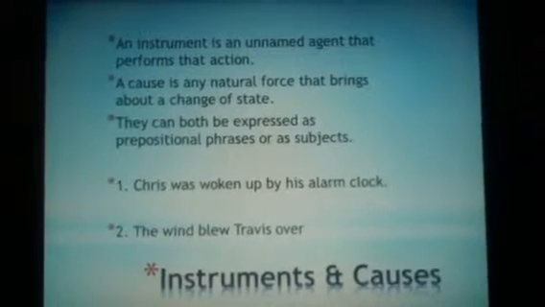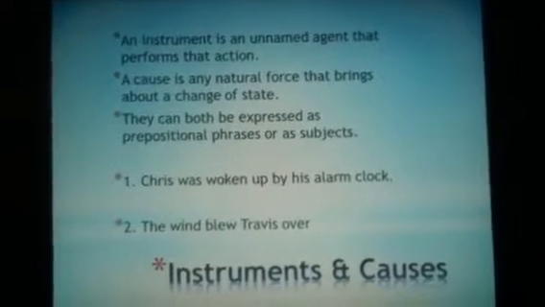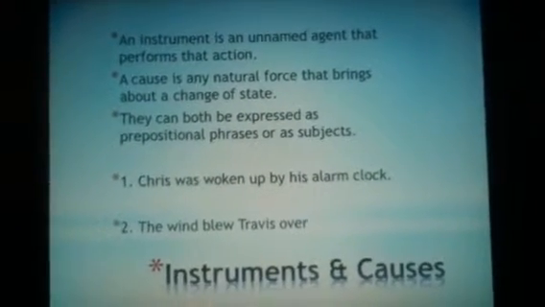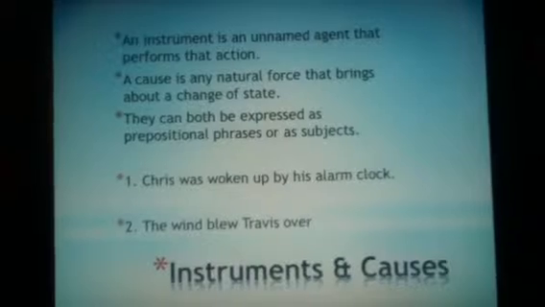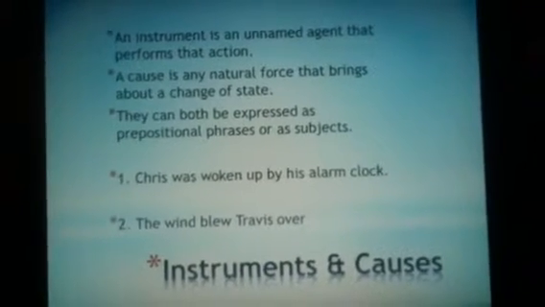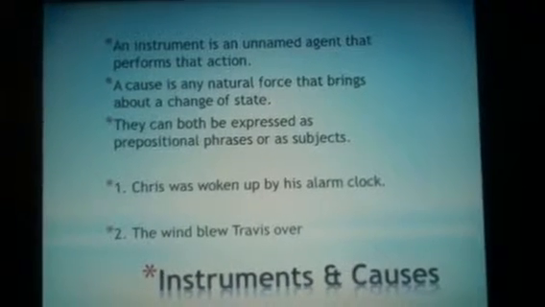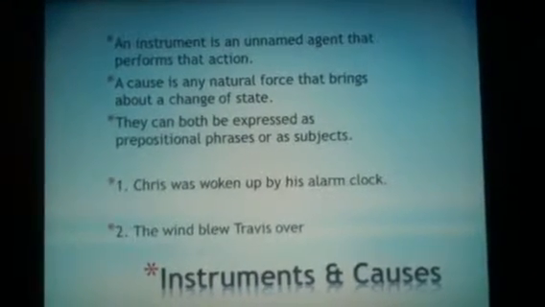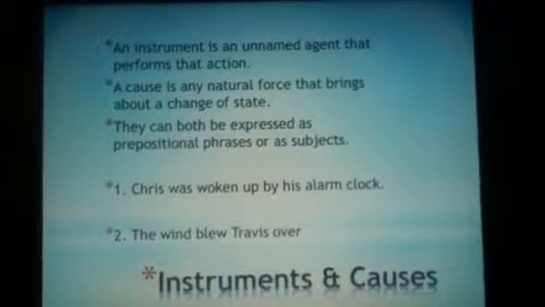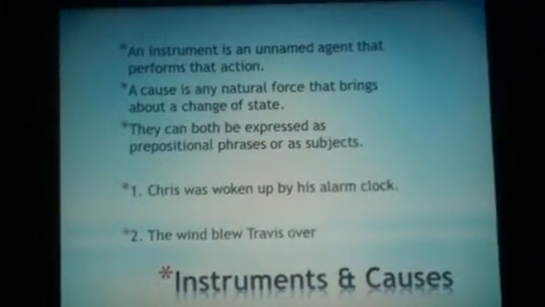So the instrument is the sound of the alarm clock, not the alarm clock itself. The alarm clock doesn't wake him up. It's the sound that comes from the alarm clock. So that is the unnamed object. And then for number 2, the wind blew Travis over. That is the natural force, the wind.